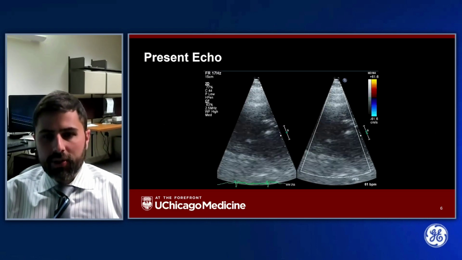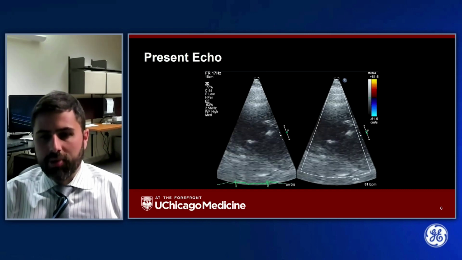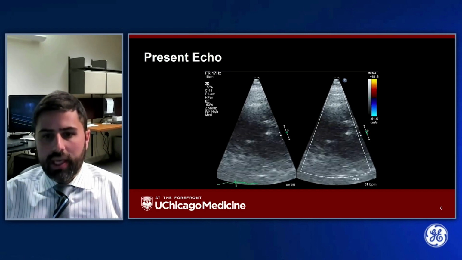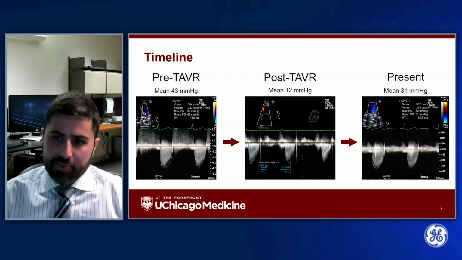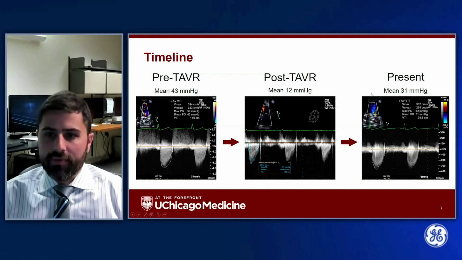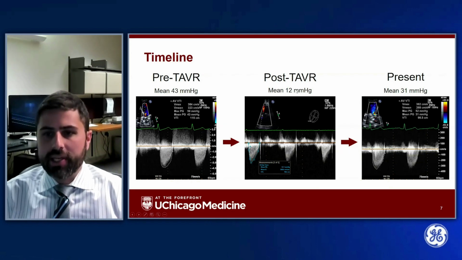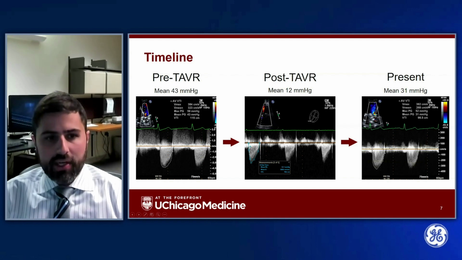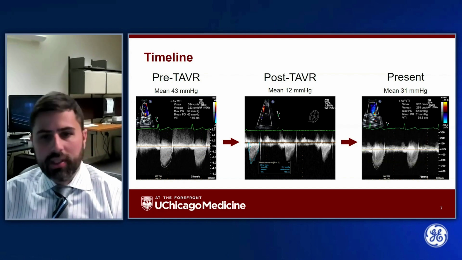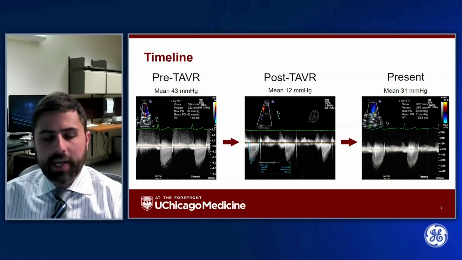So at the time of her clinic visit, she has technically difficult windows on her post-TAVR echo. And on Doppler assessment, the mean gradient had increased to 31 millimeters of mercury from that previously normal value of 12 millimeters following her TAVR implantation. For that reason, a cardiac CTA was ordered in order to further assess for the etiology of her abnormal gradient seen on echo.